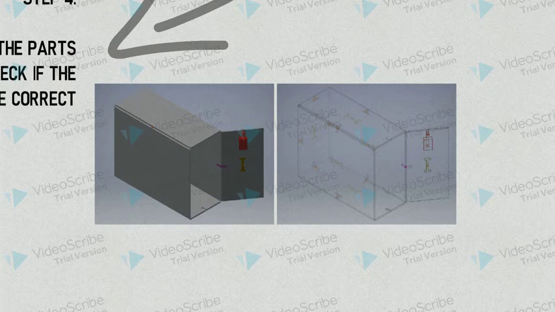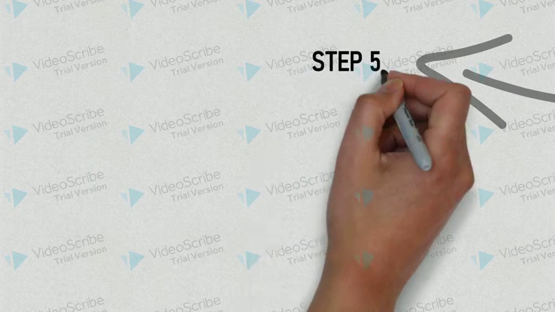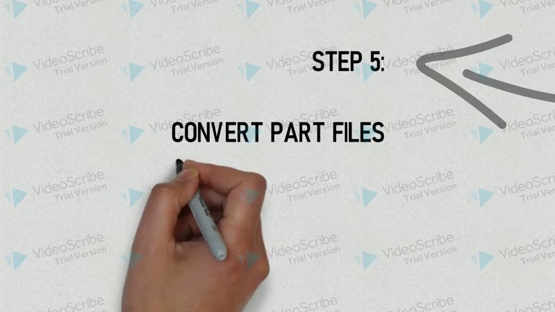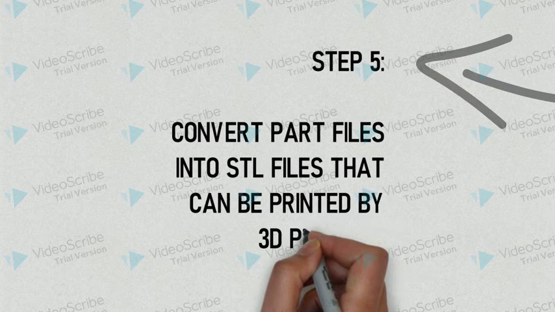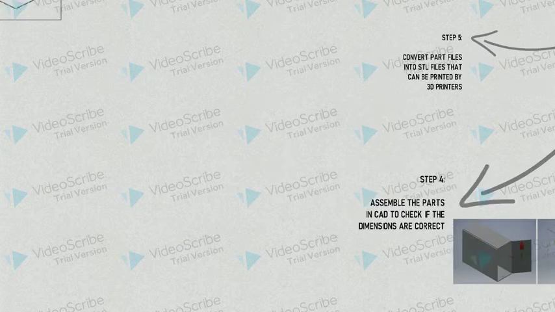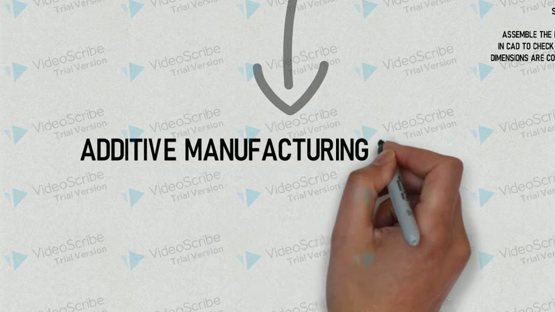After they've created the part files, they need to be assembled in CAD to check if it is correct. And then finally, it needs to be converted to STL files. That is the only file type that can be used to 3D print. Now we are ready for our additive manufacturing processes.